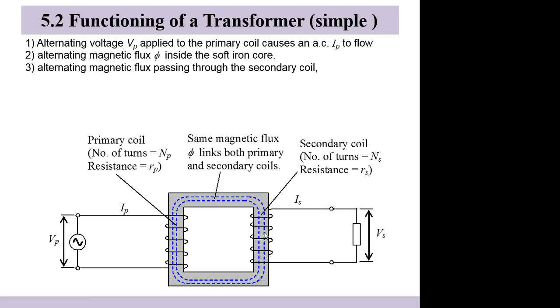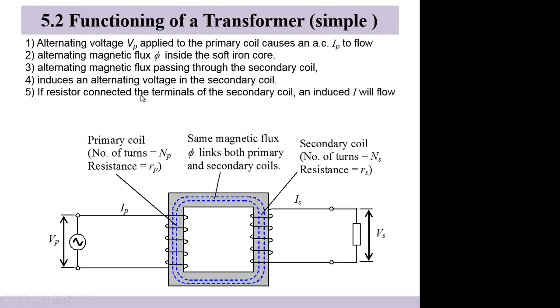There's something that you learned in the previous chapter. When you have a changing magnetic flux and you have coils, you have a changing magnetic flux linkage. And by which law? Faraday's law induces an alternating voltage in the secondary coil. Anyway, there's an alternating voltage, and if the circuit is complete, then there will be an induced current and it will be an alternating current.